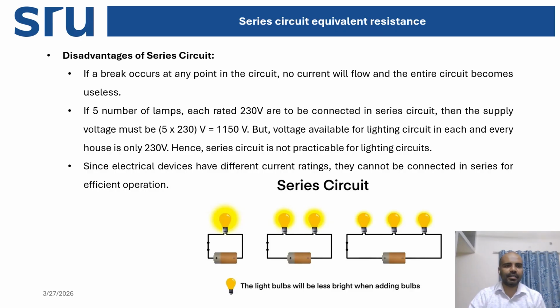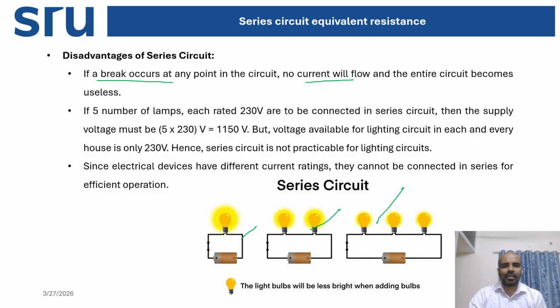So moving to the next slide. What are the disadvantages of this series circuit? As you have seen, here all the loads are connected in series. So if a break occurs at any point in the circuit, suppose one bulb is fused or stops working properly, then no current will flow in the entire circuit and the circuit will become useless. So this is one disadvantage of this circuit.